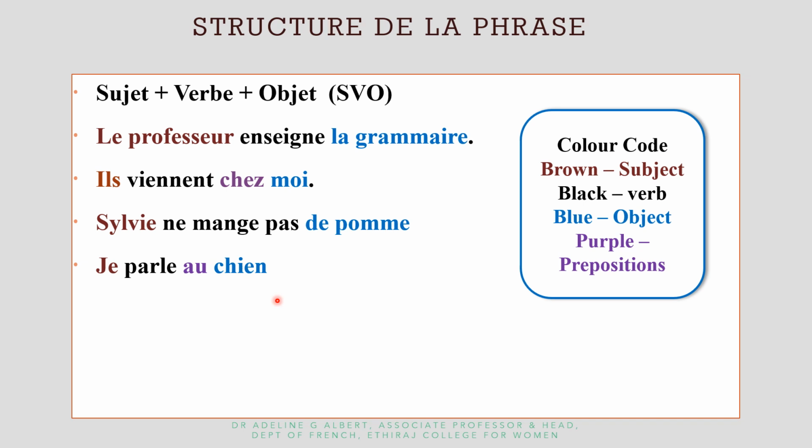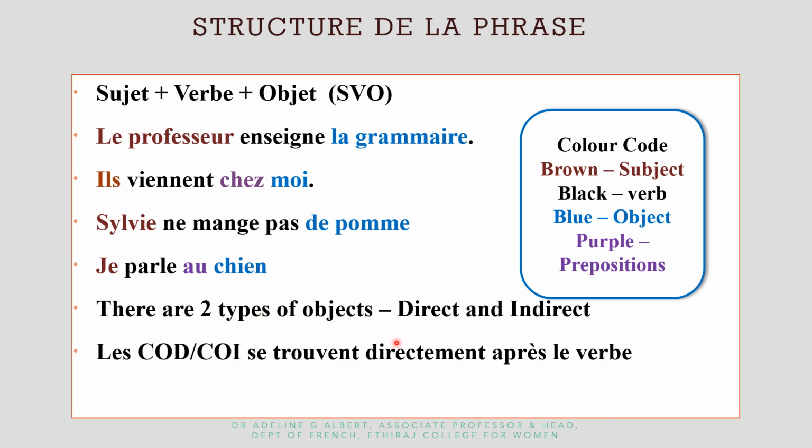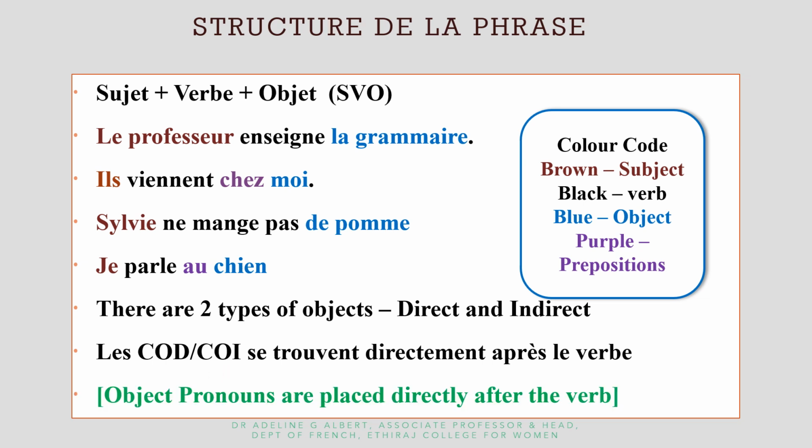So here in this presentation, I'm going to teach you how to find out a direct object and an indirect one. Alright? So there are two types of objects. Remember, one is direct and the other is indirect. The direct is OD, COD, and indirect is I. Both of them come after the verb. Is that clear? Both the direct object and the indirect object are placed after the verb. Is that clear?